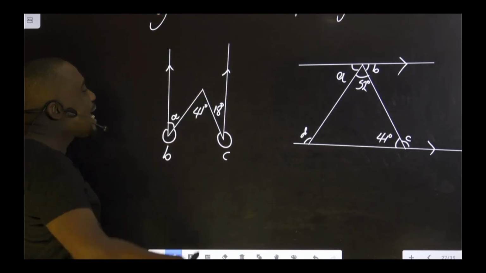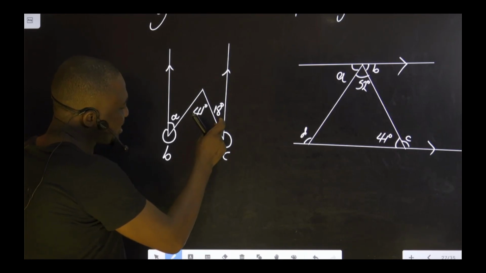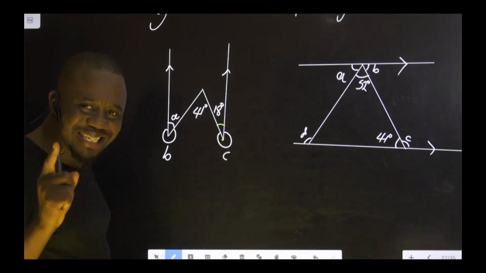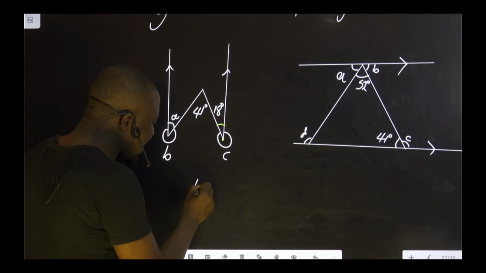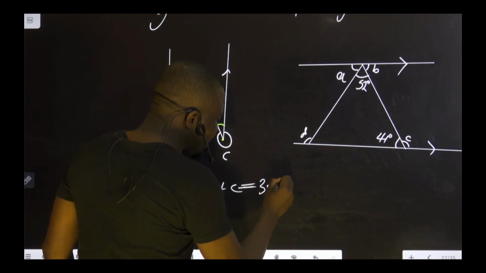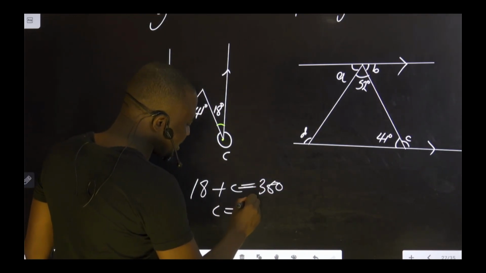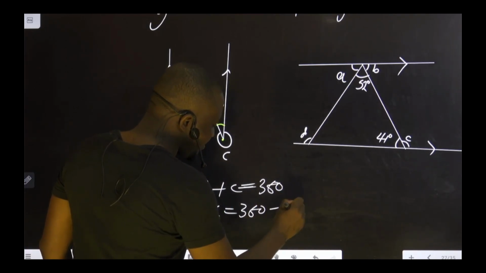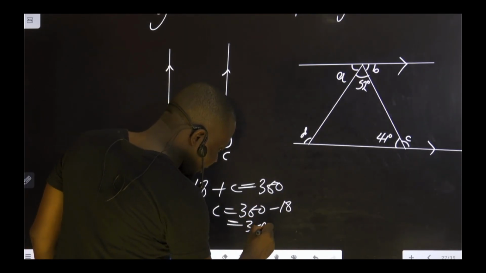This line and this line are parallel. I can see something here. This is what? 18. The sum of angles at a point is 360 degrees. So I can say 18 plus C is equal to 360 degrees. C therefore is 360 degrees minus 18, which is equal to 342.